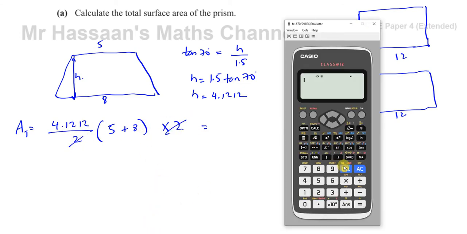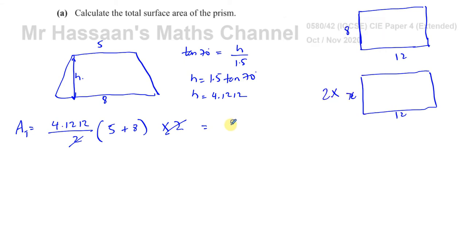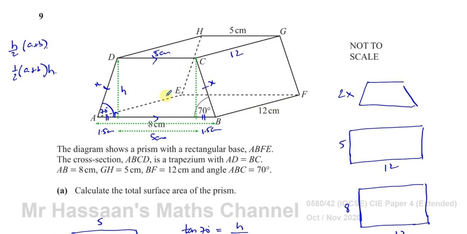So I take my last answer, I'll just show you the recall A, and I multiply that by 13. And that gives me 53.5758. That's the area of both trapeziums, 2 of them. So that's the area of the 2 trapeziums, the front and the back, found.